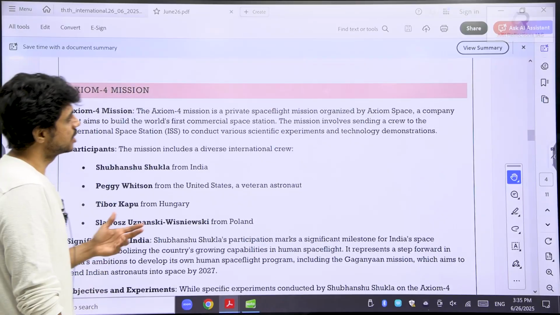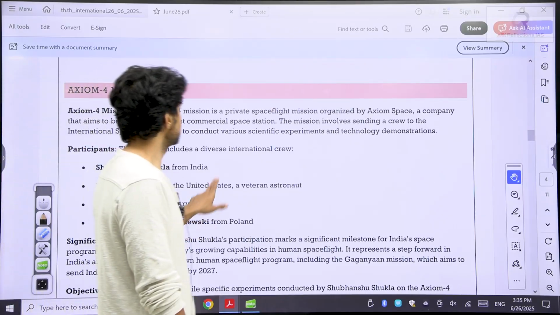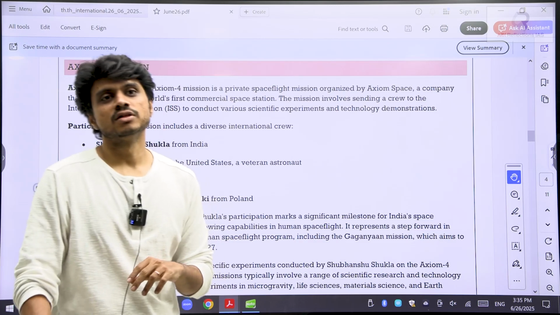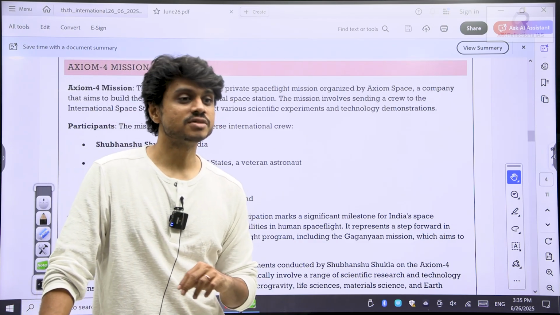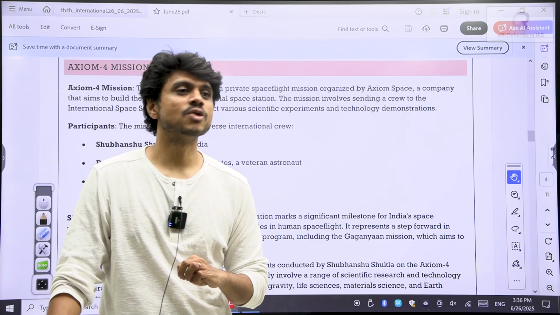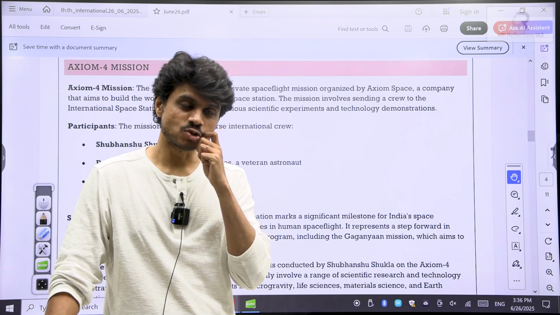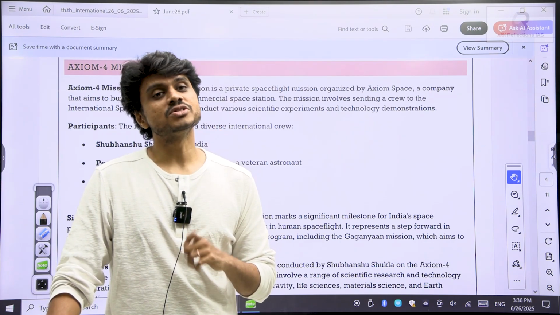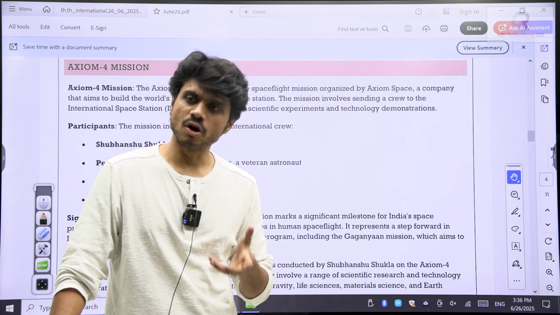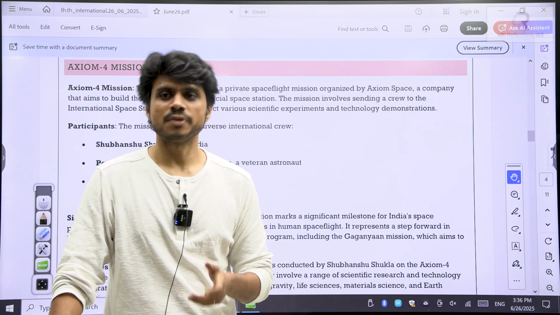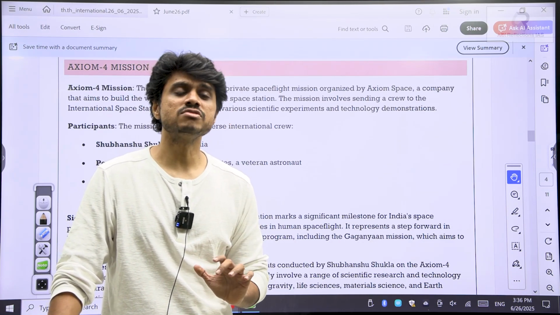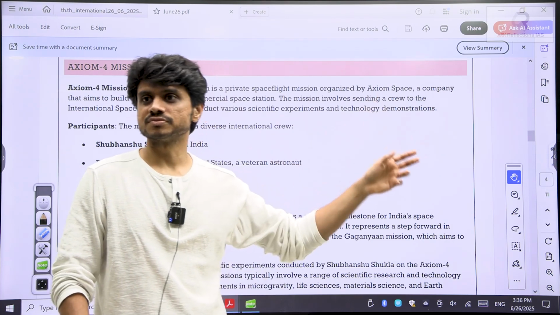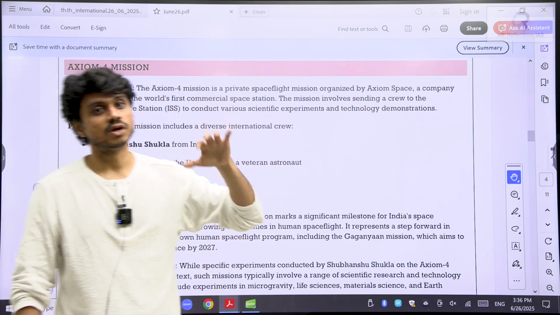Axiom 4 mission. Tell me, what is the major mission? So how many people are they sending? Four people. Who is the Indian? Shubhanshu Shukla. Is it a government mission or a private mission? Private mission. Through the spacecraft, where are they sending them? To which space? Low Earth orbit.